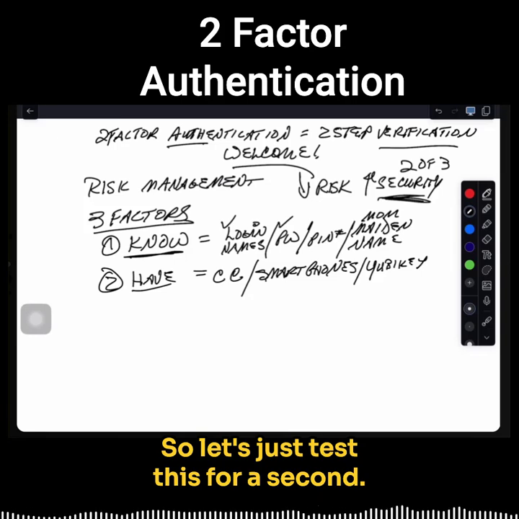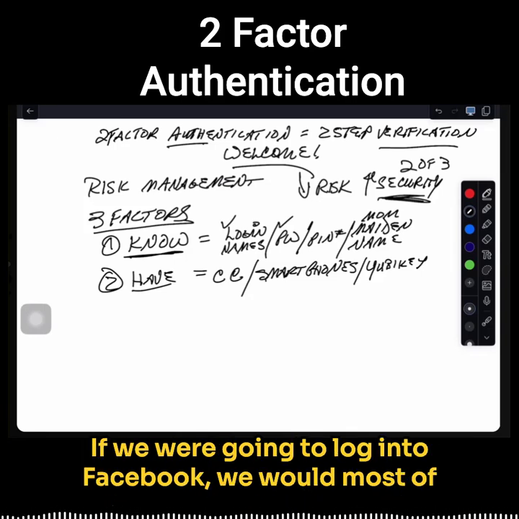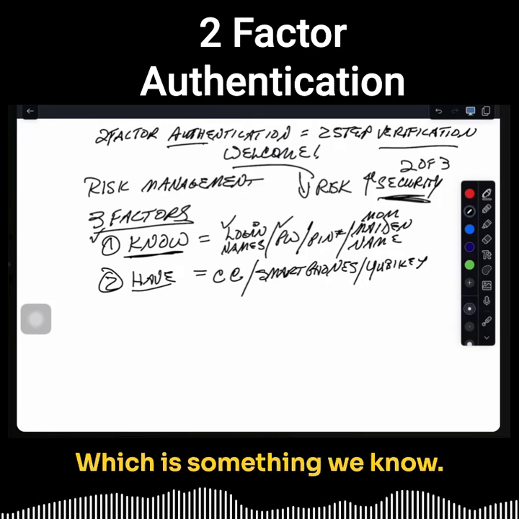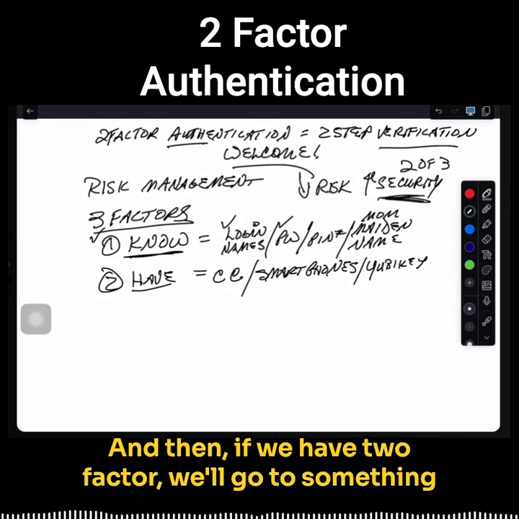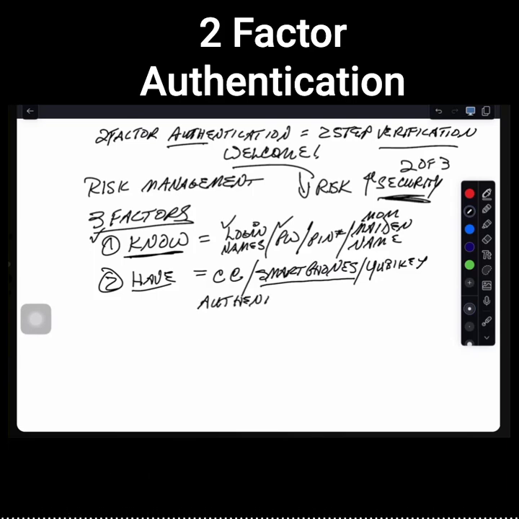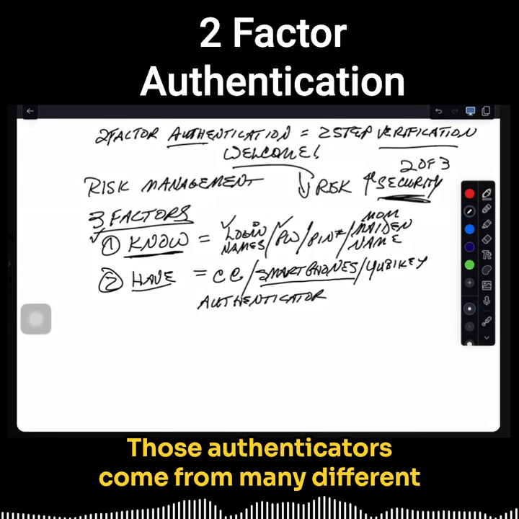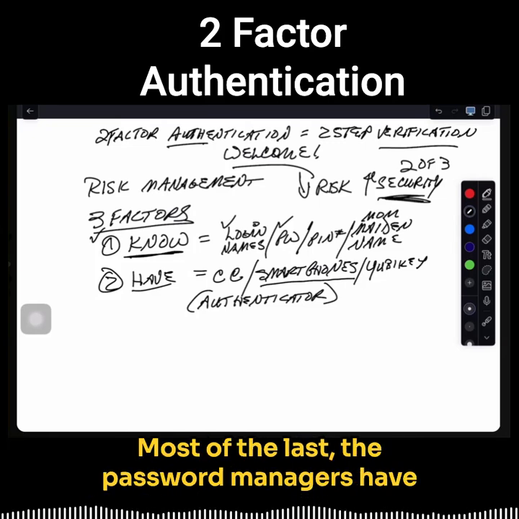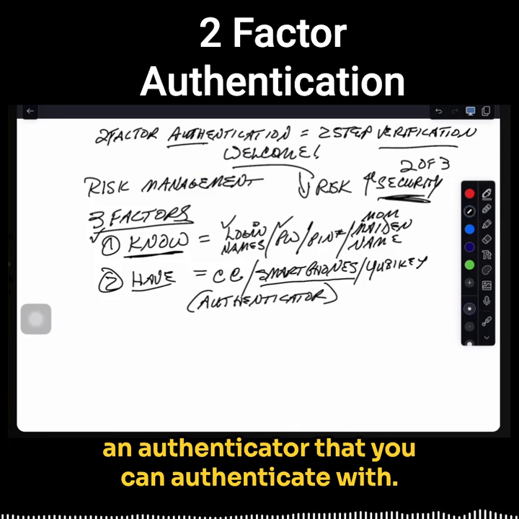So let's just test this for a second. If we were going to log into Facebook, most of the time we would type in our login name and our password, which is something we know. And then if we have two-factor, we'll go to something we call an authenticator. Those authenticators come from many different companies like Microsoft or Google or LastPass. Most of the password managers have an authenticator that you can authenticate with.